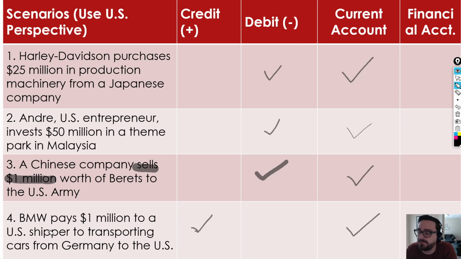We produce the shipping company. We produce the action of shipping. They're paying us for it. So all 4 of these are current account things. That, and that are technically imports and exports.